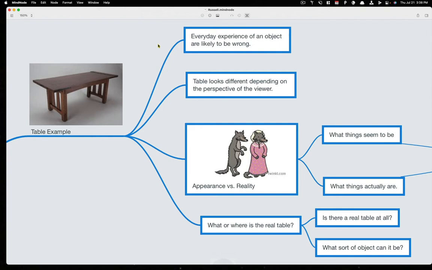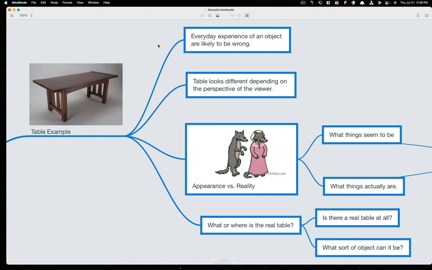So is that what the table looks like? Is it mainly space? Which is the real table? Right? That's the question. And so your perspective, whether you're viewing it with the naked eye or a magnifying glass or a microscope or an electron microscope or whatever, is going to change the perspective. So what's the real table? What does the table actually look like?